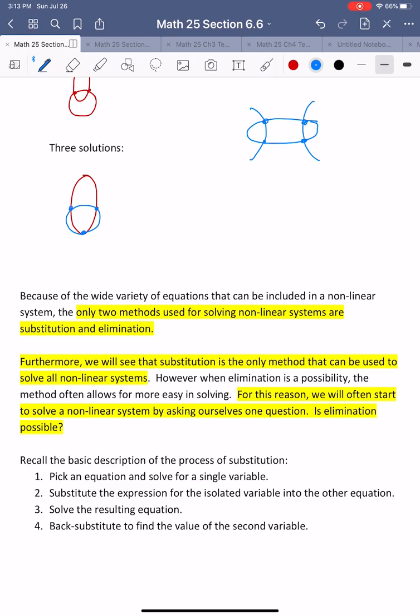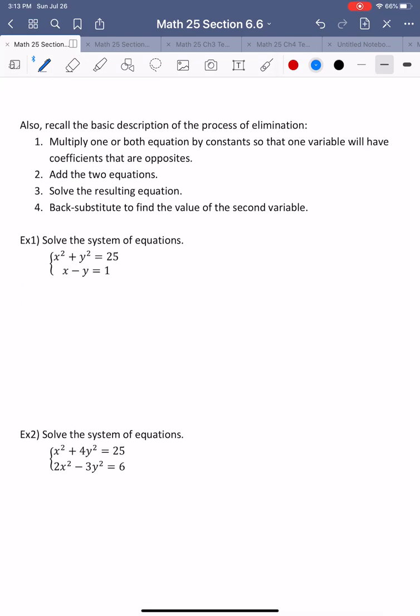So we recall the basic description of the substitution process. Number 1, pick one equation and solve for a single variable. Number 2, substitute the expression for the isolated variable into the other equation. Number 3, solve the resulting equation. Number 4, back substitute to find the value of the second variable. Also, recall the basic description of the elimination process. Number 1, multiply one or both equations by constants so that one variable will have opposite coefficients. Number 2, add the two equations. Number 3, solve the resulting equation. And number 4, back substitute to find the value of the second variable.